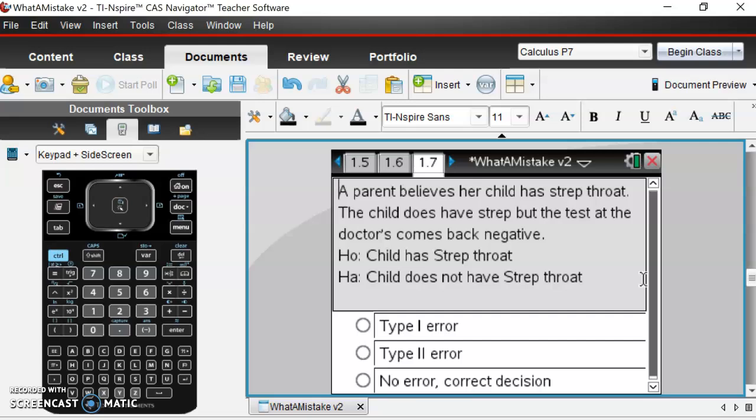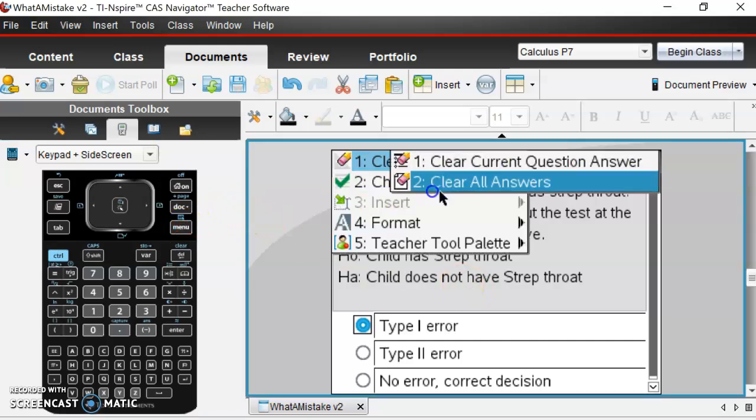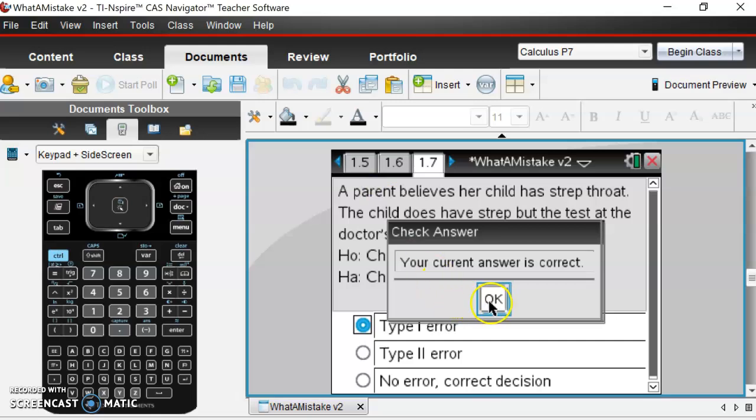So the null hypothesis is the child has strep throat. The alternative hypothesis is the child does not have strep throat. But the child does have strep, but the test at the doctor's comes back negative. This is a type 1 error. We reject the null, even though it turns out the null is true. He does have strep. And if you had done this in class, you would have been able to check your answer and see that our answer is correct. Okay?